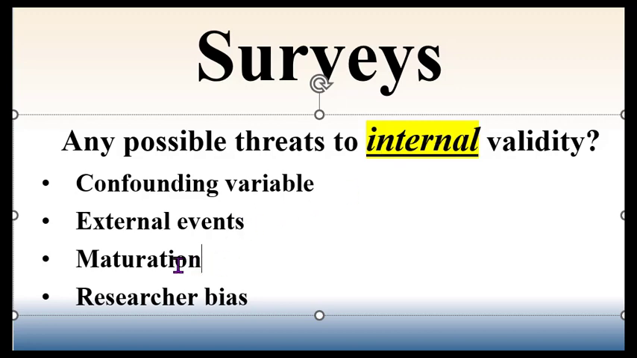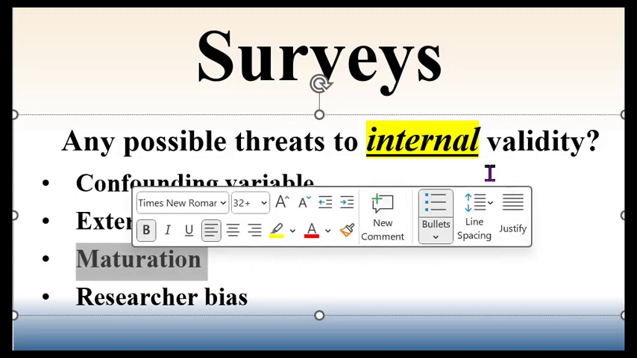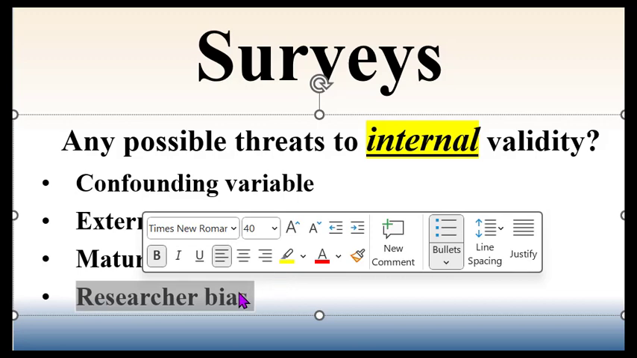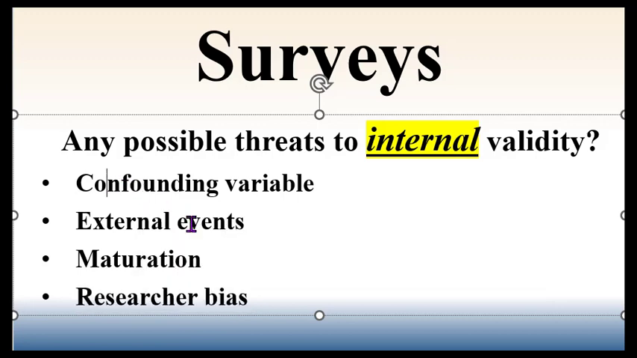So maturation, also called aging, something like that. In other words, if somebody is taking that survey more than once, right, they're going to get used to the survey, and that's going to screw up your results. Researcher bias, again, that is bad. Any kind of bias is bad. But if the researcher is writing the survey strictly to try to milk out the information that he knows he's going to get, that again is a threat to validity, and those are all bad.